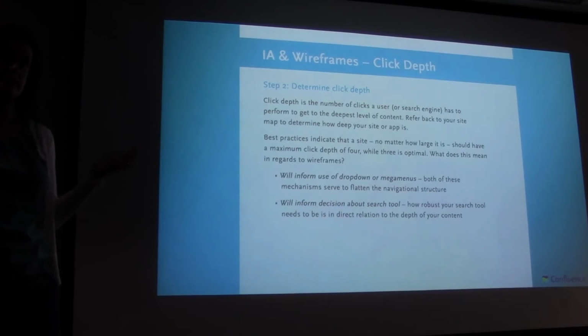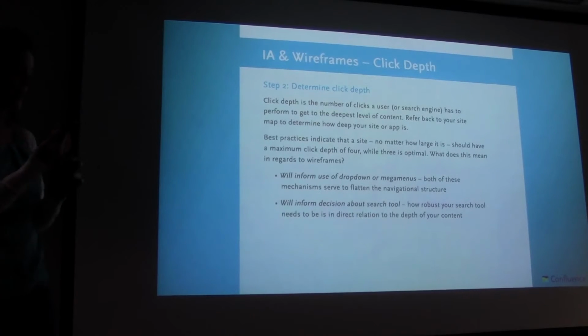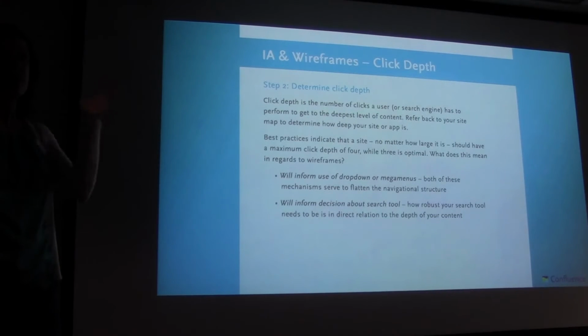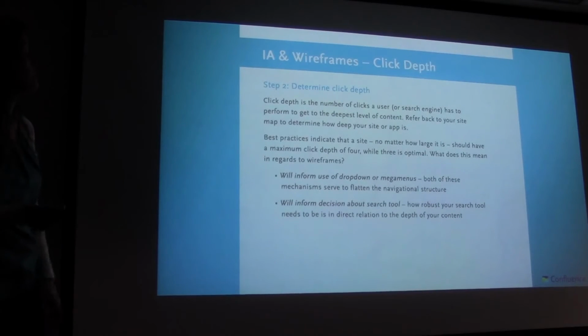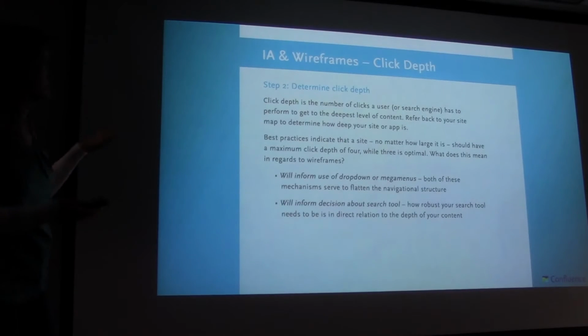So how much content is on this site in its entirety? How advanced do I need to get with searching? Do I need to be allowing for filtering and sorting, etc.? Or is it a flat enough site that sort of a typical Google results page will work? So referring back to that sitemap is going to be really important in the click depth phase.